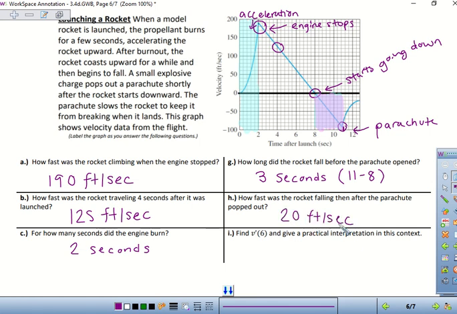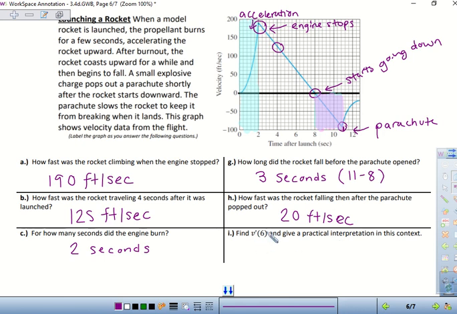Now, why didn't I put the feet per second as negative? Because you'd be falling in the negative direction if you're going up. Essentially, since we're already talking about the rocket falling, we don't have to double negative it, because we're indicating the direction with the fact that it's falling.